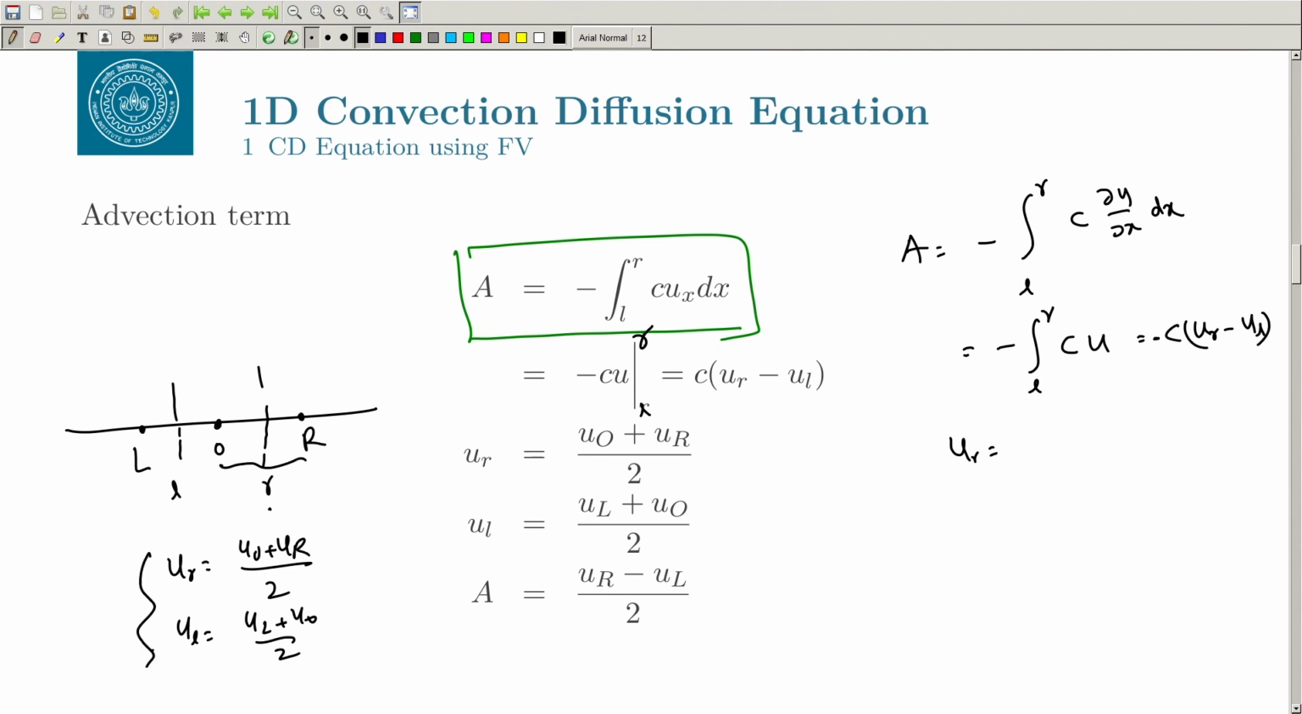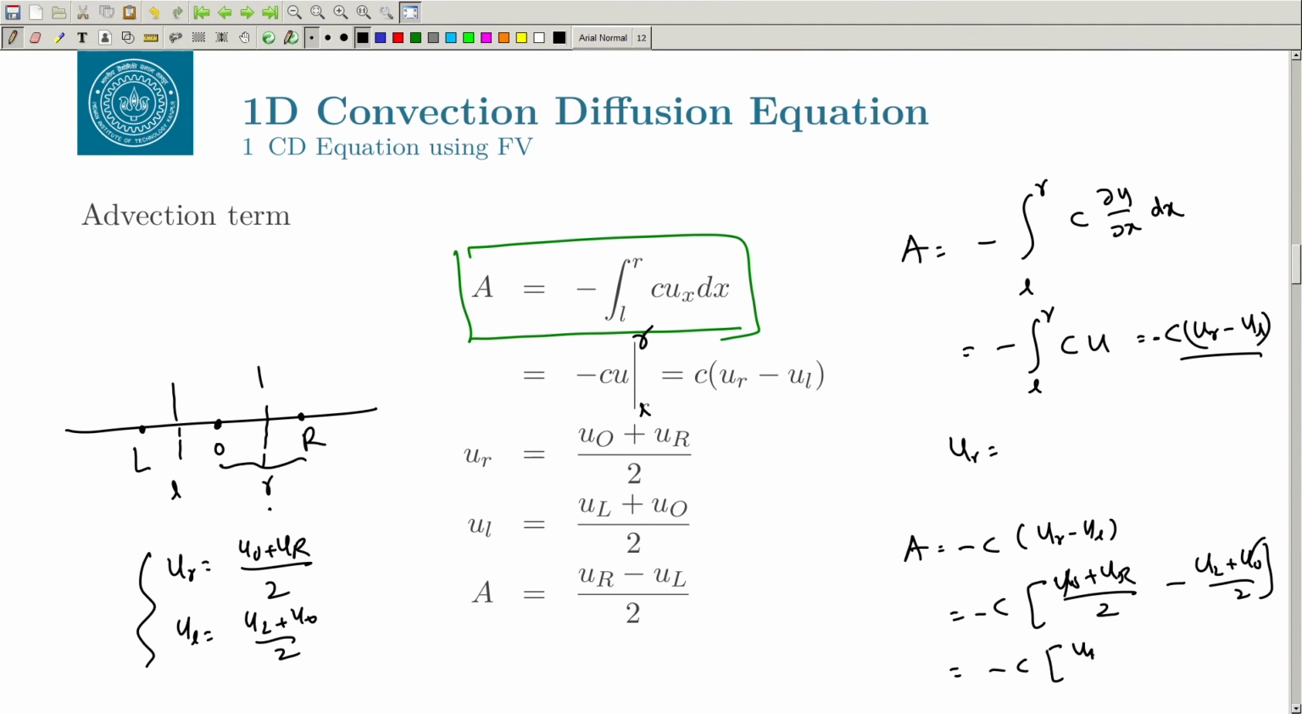Substitute these values here, okay, and then you will find A will be minus C (u_r - u_l), then minus C, u_r is nothing but (u_0 + u_r)/2 minus u_l is (u_l + u_0)/2, or u_o by 2. This will get cancelled out. This will become minus C (u_r - u_l)/2, right. So we got the advection term.